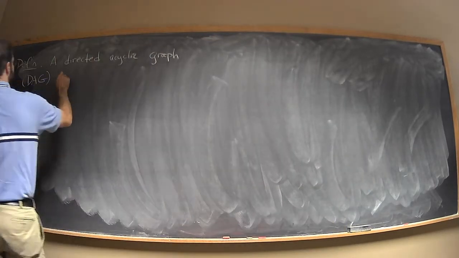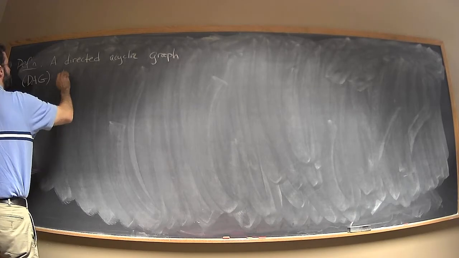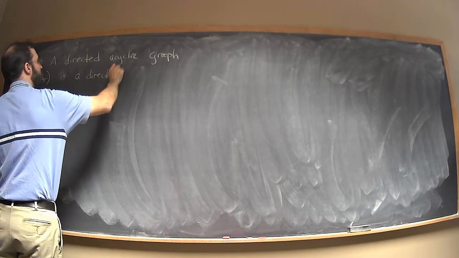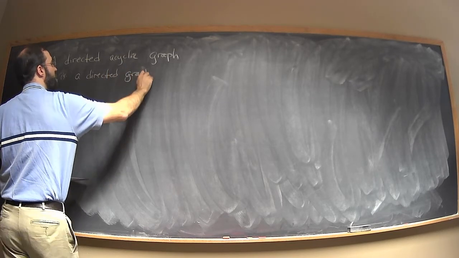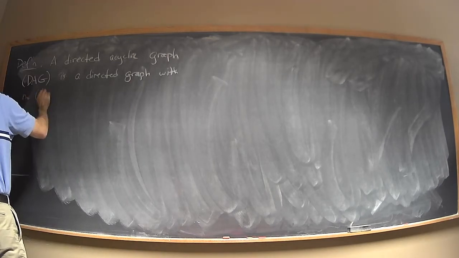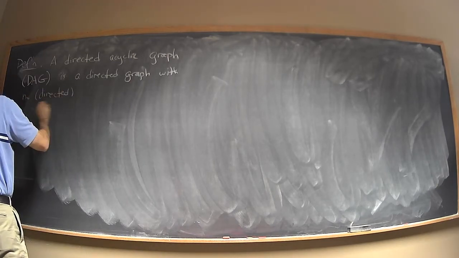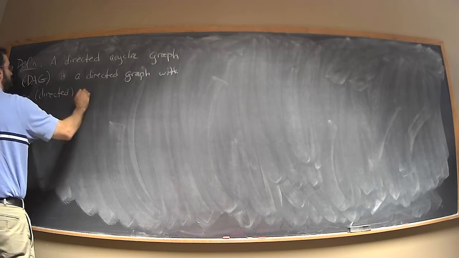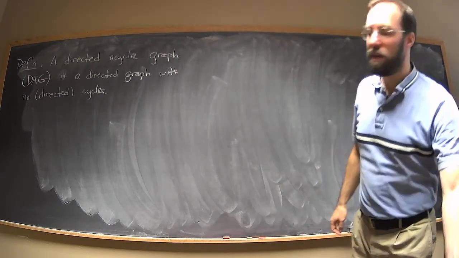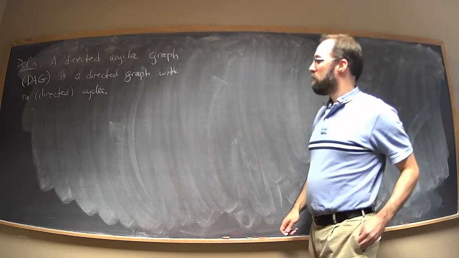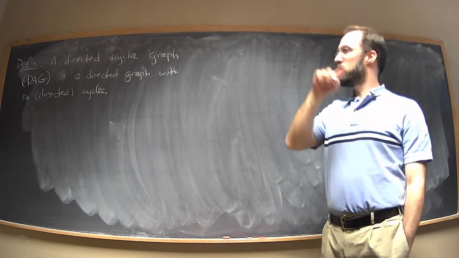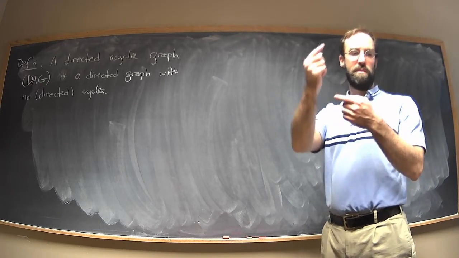So it's what it sounds like. It is a directed graph with no directed cycles. Okay, and I say no directed cycles to emphasize that we care about cycles where you're following the edges and you get back to where you started. If there's a cycle of edges, but they kind of go different directions, that's okay.